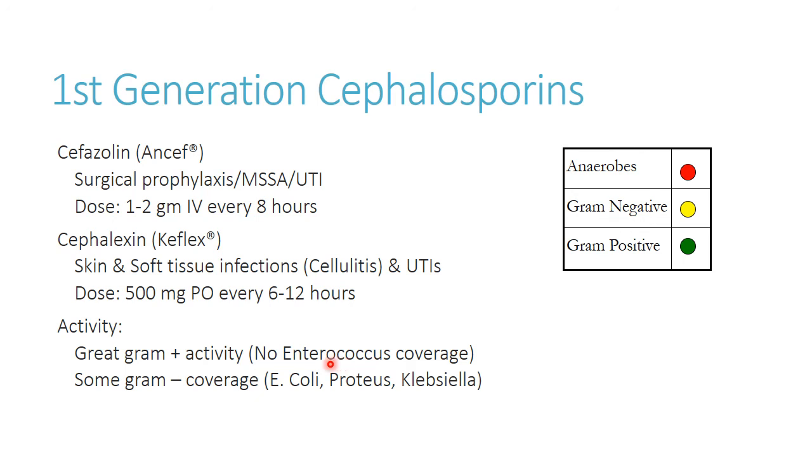With any cephalosporin, you'll see a little bit of gram-negative coverage, so E. coli, Proteus, Klebsiella. This is why you can utilize it for UTI coverage, because these are some of the more common causative organisms in UTIs.